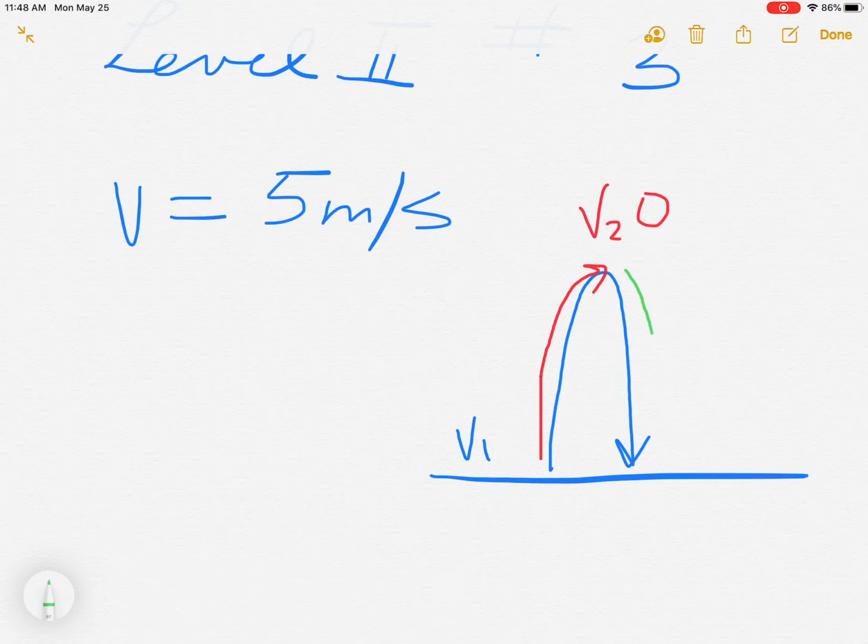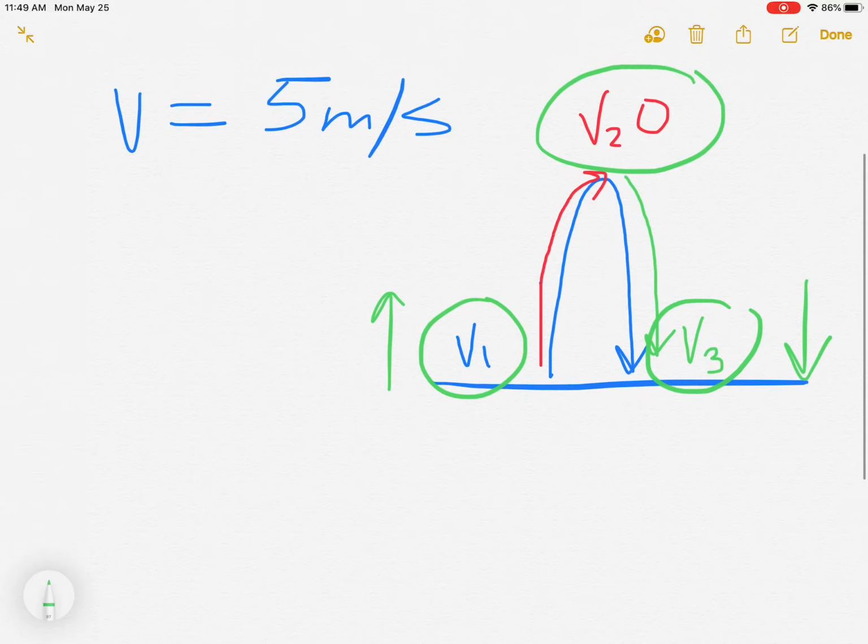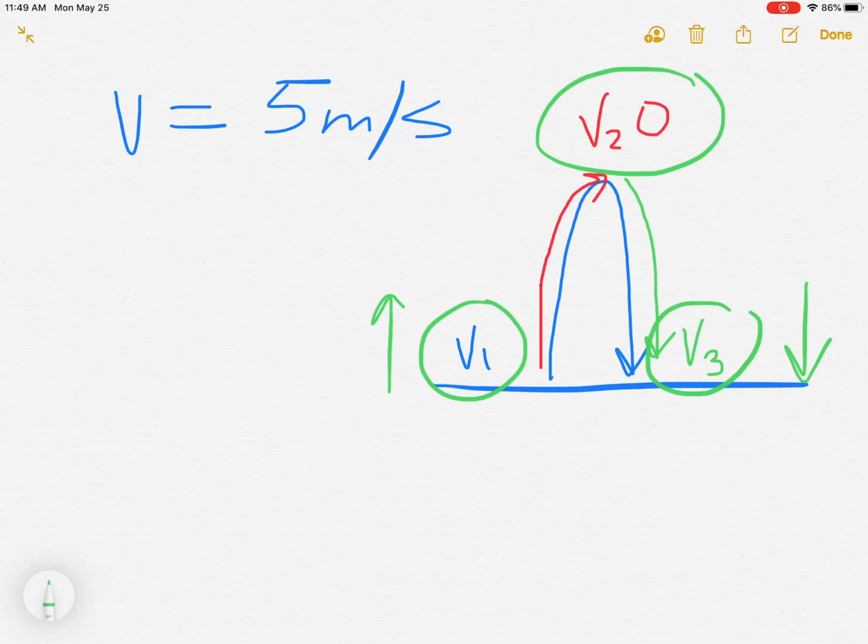right? And then we start speeding up, speeding up, speeding up until we get back down here, and our speed, I'll call it V3 at this point, is actually fast again. In fact, V3 and V1 are the same magnitude, they're just one's up and one's down. And at the top, we have this speed of 0. So this is interesting because we can now use a very easy comparison of the kinetic and potential energy.